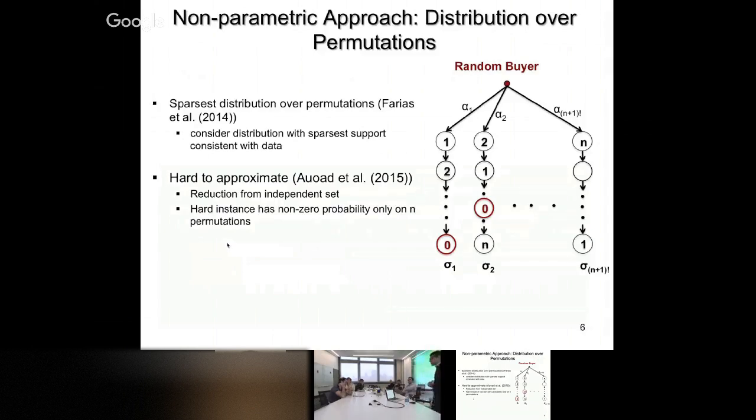So sorry, when you say maximum entropy, you mean that you want to observe your data and you want to pick the maximum entropy distribution to explain the data?